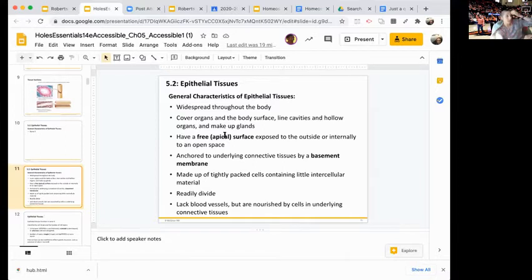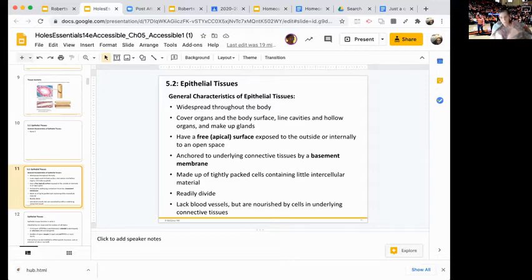All right, so widespread throughout the body, covers your organs, body. So you guys had that. I saw the free surface. I saw anchored to the membrane. I saw tightly packed cells, readily divides. Did anyone, oh yes, one of you put lacks blood. Maddie, good. That's the other one as well.